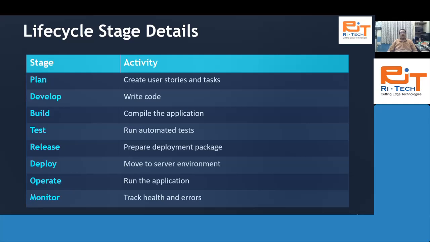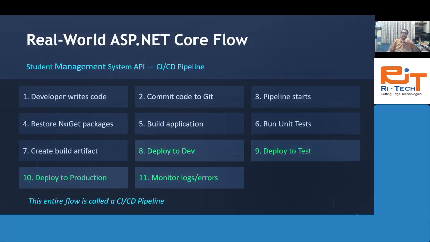Release. Release will prepare the deployment package. Then deploy, so move to the server environment. Operate. Once it's available on the server, the end user can run and operate the application. Monitor, so track health and errors. Every stage has some specific purpose.